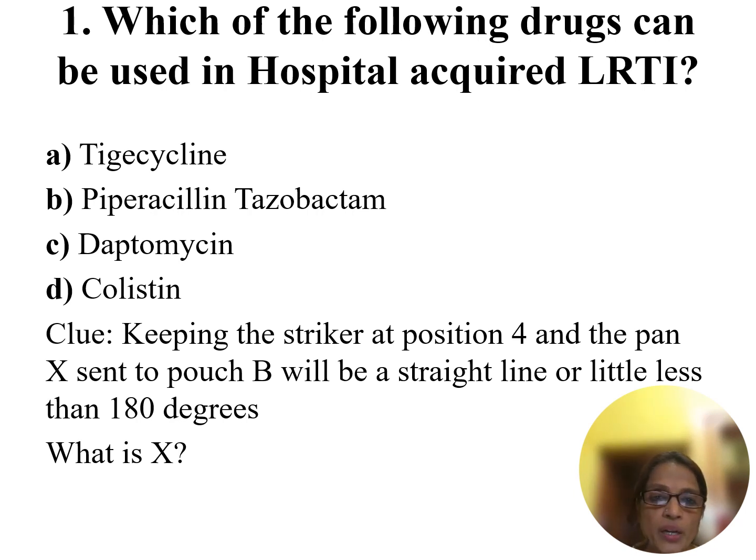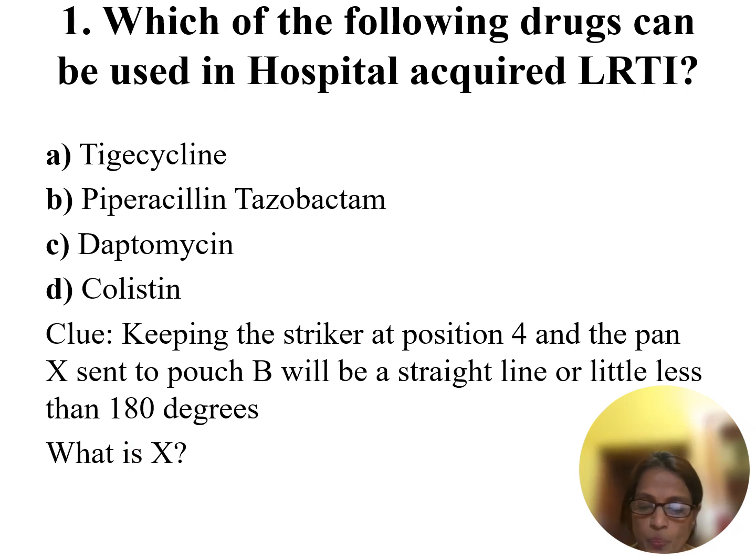Which of the following drugs can be used in hospital acquired lower respiratory tract infection? So here the options are A, Tigecycline, B, Piperacillin tazobactam, C is daptomycin, D is colistin. Now the clue is, keeping the striker at position 4, the pawn X is sent to pouch B will be a straight line or a little less than 180 degrees. That is the clue. So what is X?